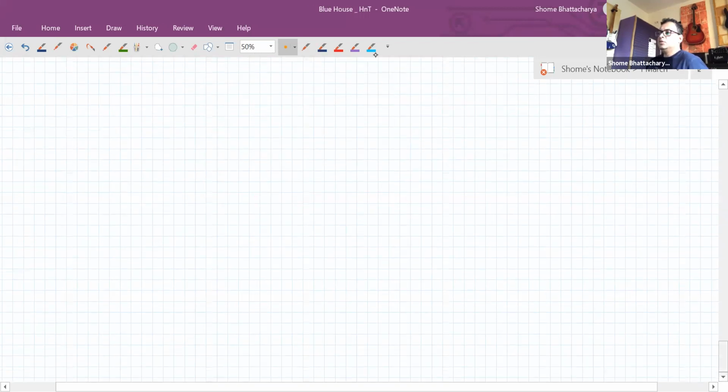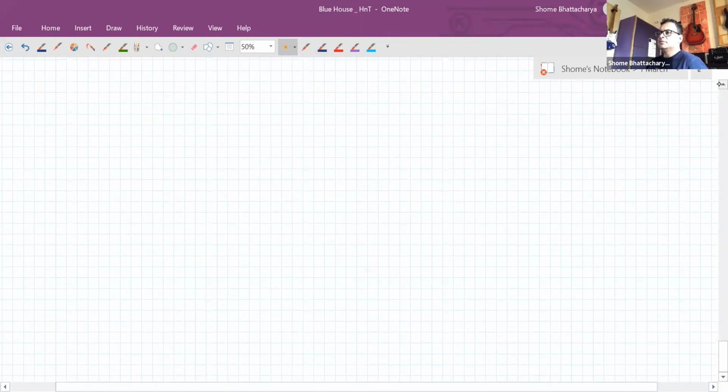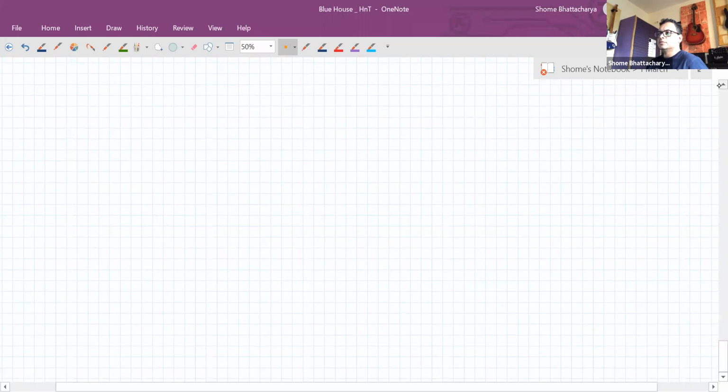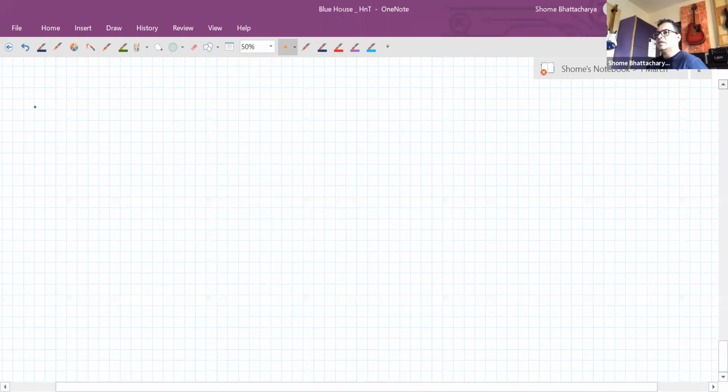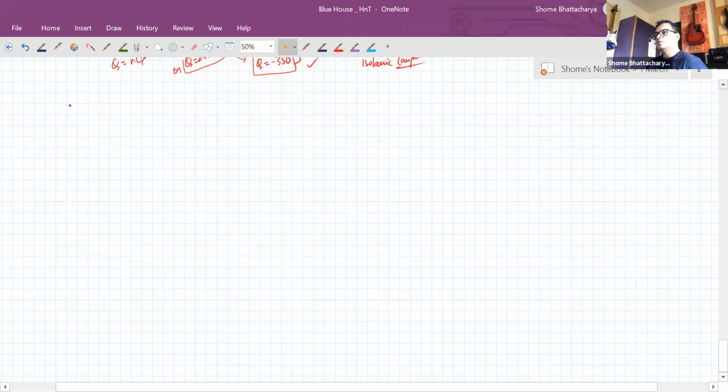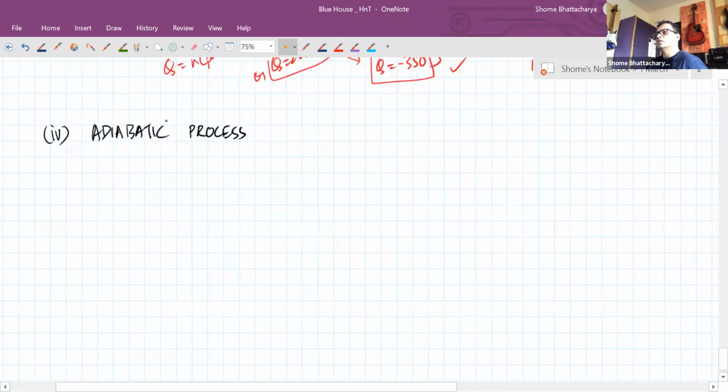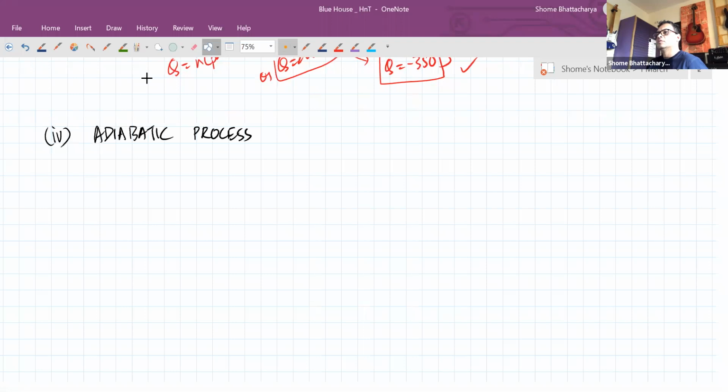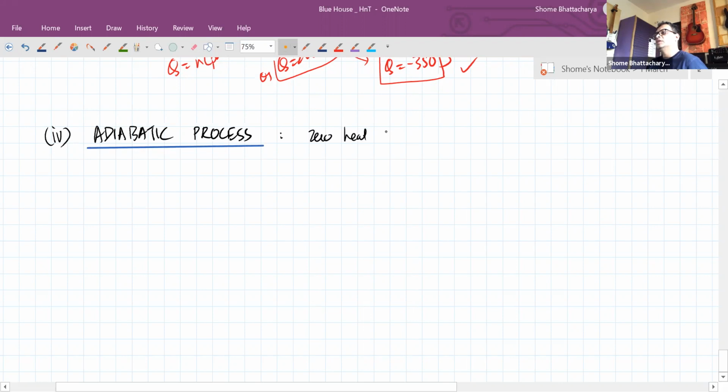Okay, so these were about 3 of the 4 standard processes. Now we come to the last and final one of the standard processes, which is called the adiabatic process, as you probably know from chemistry. So an adiabatic process is one where there is no heat exchange. Adiabatic process is one where there is zero heat exchange of the gas with respect to its surroundings during the process.